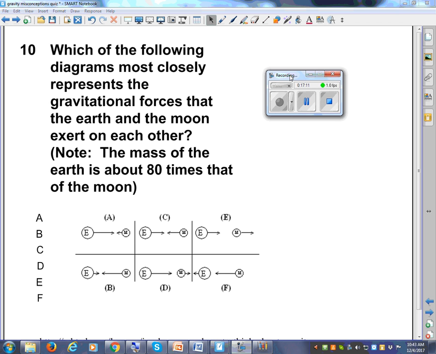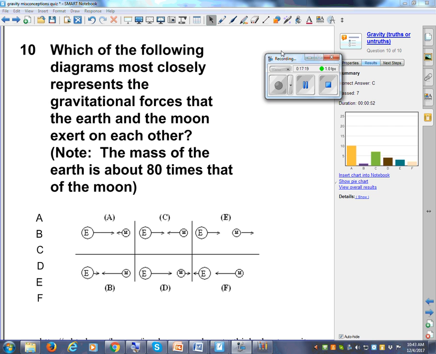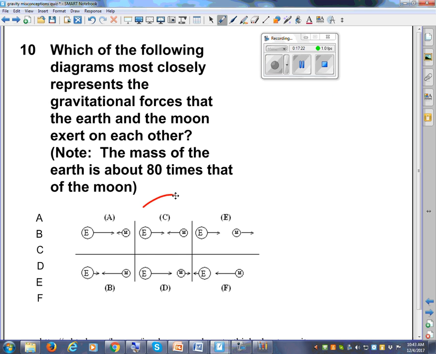Now here's the big one. Let's see how many people got this one right, because this is a question from the last unit. You all should get this right. The correct answer was C. Which of the following diagrams most closely represents the gravitation that the Earth and the Moon exert on each other? Note that the mass of the Earth is about 80 times that of the Moon.